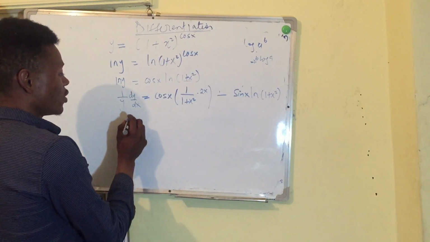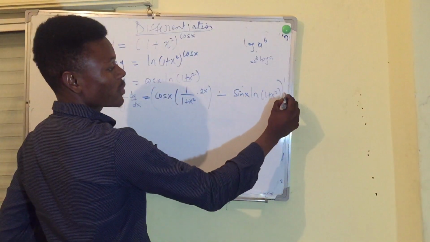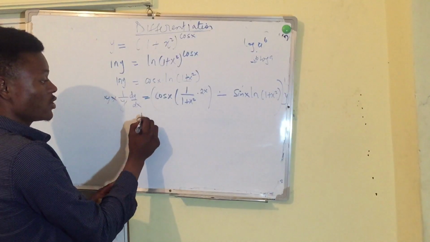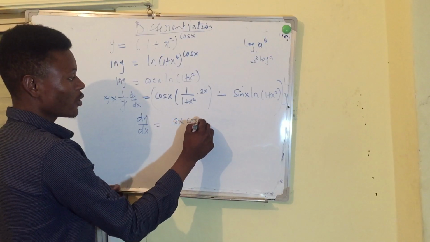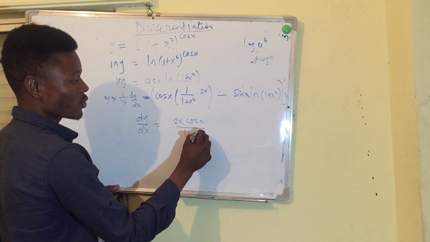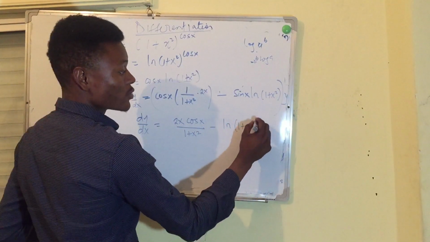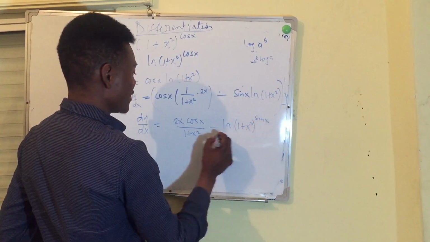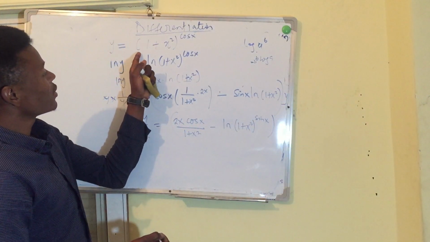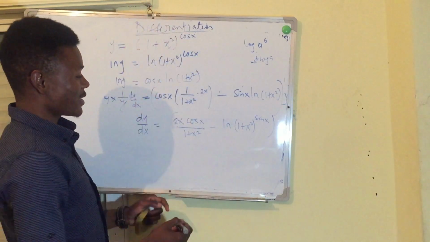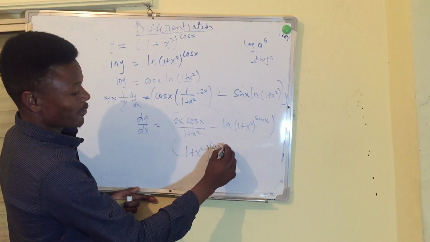Because we only want dy/dx, if we multiply both sides by y, the y cancels on the left. So dy/dx is 2x cos x over (1 plus x squared), minus ln (1 plus x squared) times sin x, all multiplied by y. And y is (1 plus x squared) to the power of cos x. So it is multiplied by (1 plus x squared) to the power of cos x.